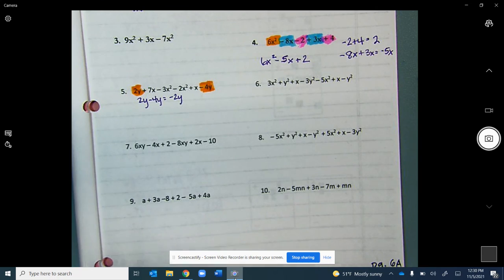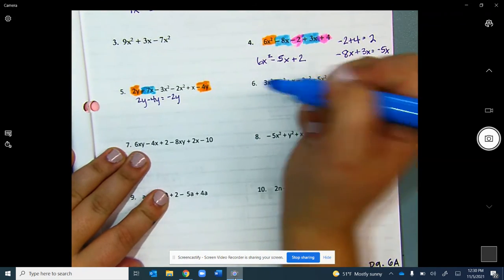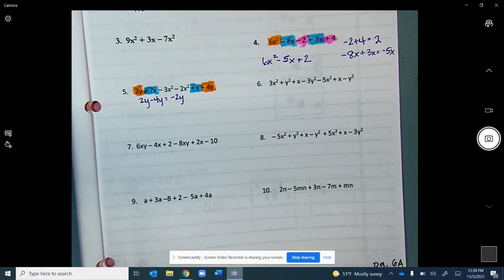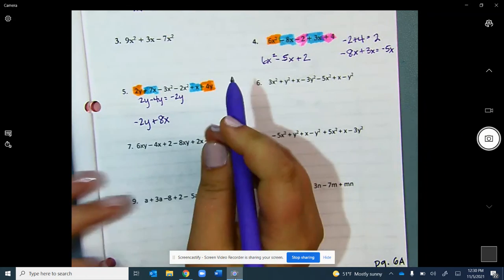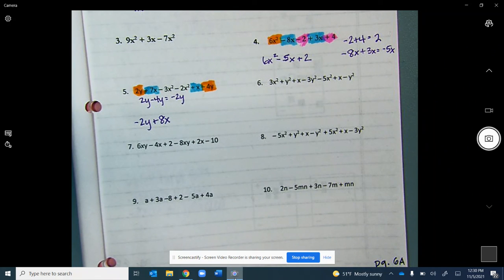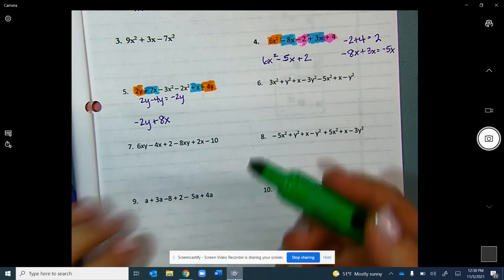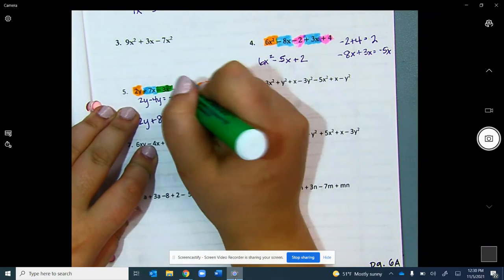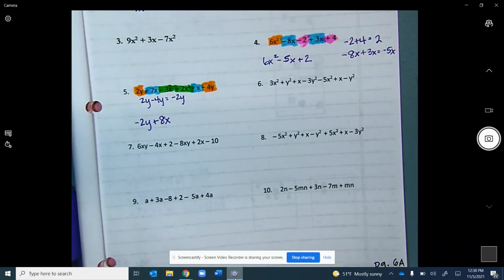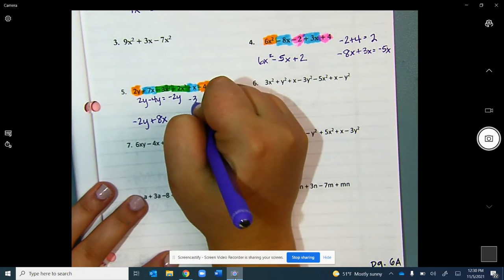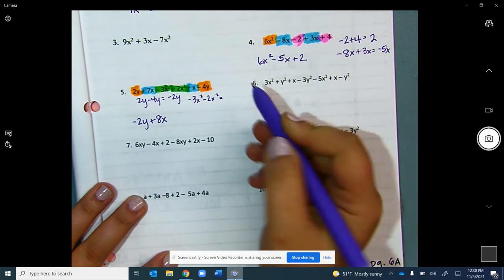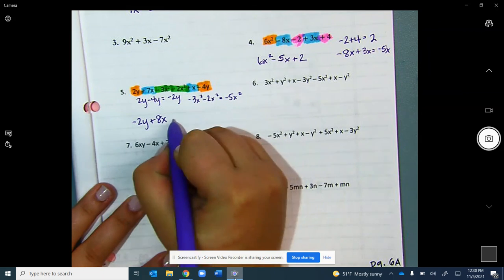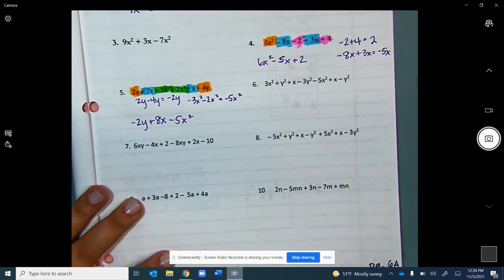All right, looking at my x's. I have plus 7x and plus another x. So altogether, I have 8x. So I have negative 2y plus 8x. All right, and then finally, let's look at our x squareds. I keep using that pink one. Let's use green. Okay, so I have negative 3x squared, and then I have negative 2x squared. So negative 3x squared minus 2x squared, that's negative 3 minus 2, is going to give me negative 5x squared. And that's your final answer.